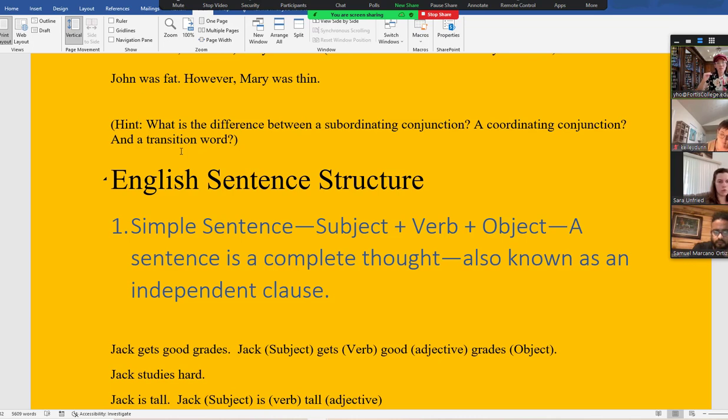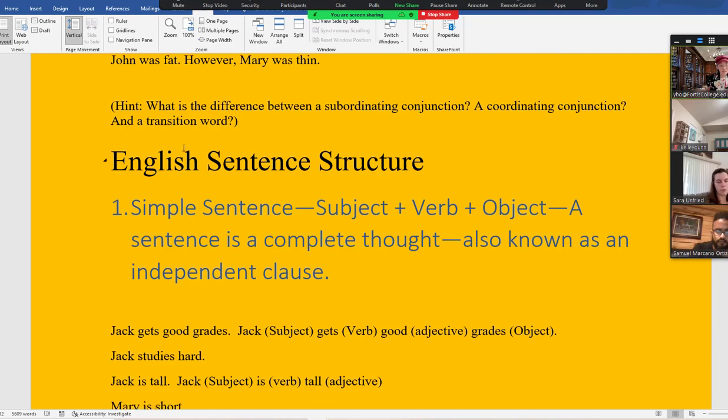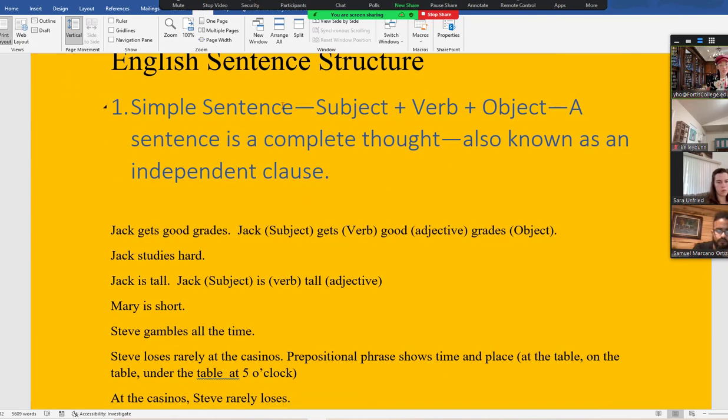And then a transition word just simply means that you're transitioning from one equal sentence to another equal sentence. So that's why we use transition words. We only use three transition words per paragraph. We don't need a transition word after every single paragraph. But two or three transition words per paragraph makes the flow of your essay sound better. So that's basically it.